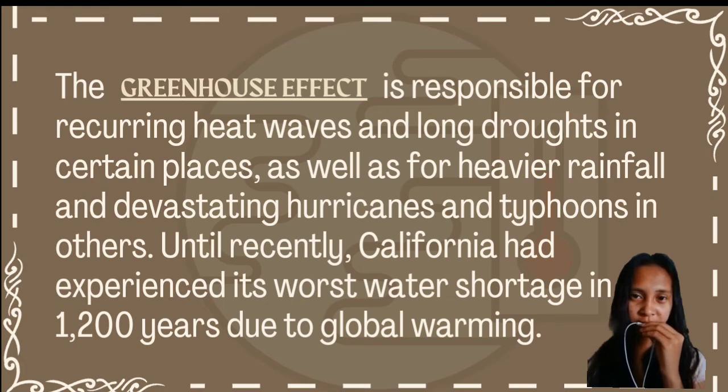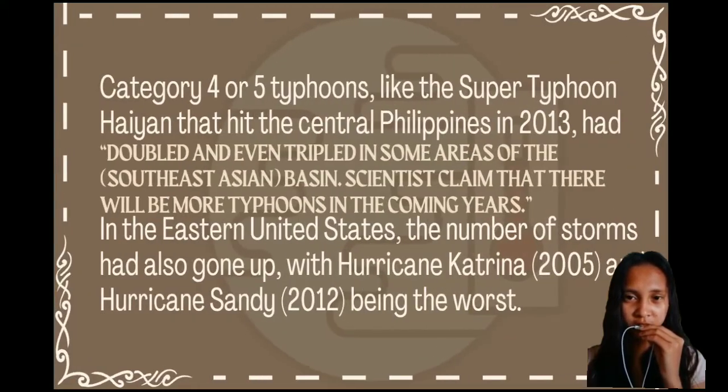Until recently, California had experienced its worst water shortage in 1,200 years due to global warming. This changed recently when storms brought rain in the drought-stricken areas. The result, however, is that the state is having some of its worst flash floods in the 21st century. In India and Southeast Asia, global warming altered the summer monsoon patterns, leading to intermittent flooding that seriously affected food production and consumption as well as infrastructure networks.